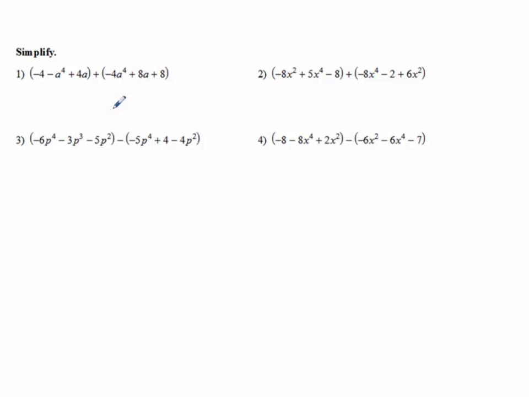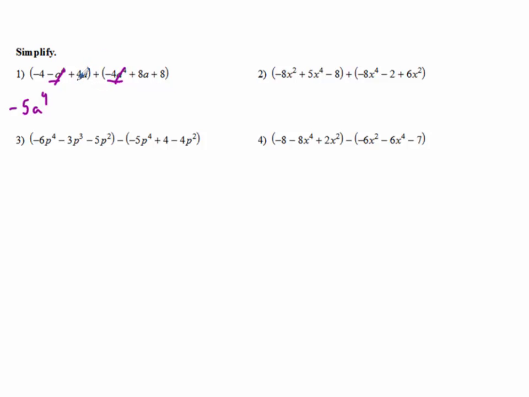Starting with number 1, we are simplifying, which means add like terms. So I'm going to look up here, and I've got a negative a to the 4th and a negative 4a to the 4th. Those are like terms. If I add them together, that's negative 5a to the 4th. I started with the a to the 4th because standard form means put the biggest exponent first. Once I'm done with those, you can actually mark them out so you don't accidentally mess with them again.